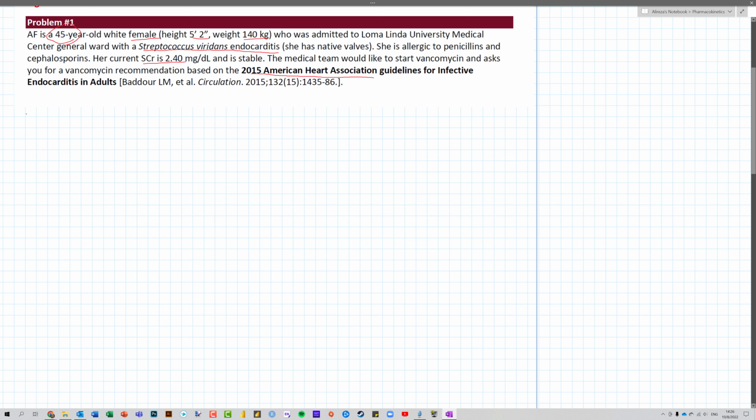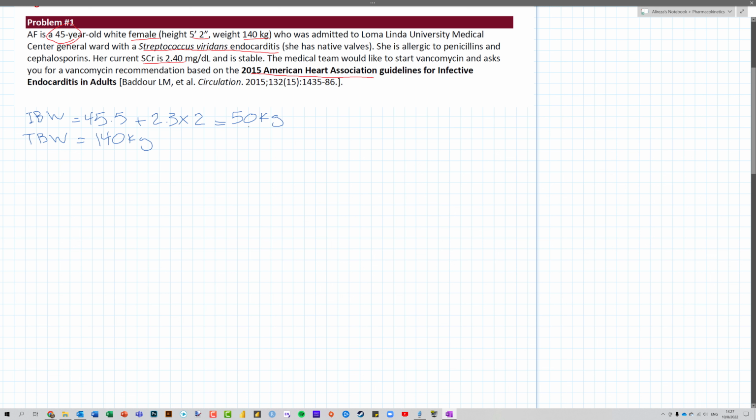So essentially, this patient's ideal body weight would be 45.5 because it's a female, plus 2.3 times 2 inches over 5 feet tall, which would give you 50 kilograms. So that's the ideal body weight. Next, we look at total body weight. In this case, it's easy because it's not in pounds, so we don't have to convert. It's already given to us, 140 kilogram.